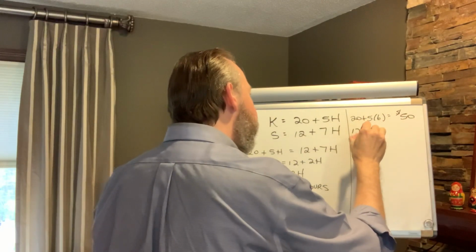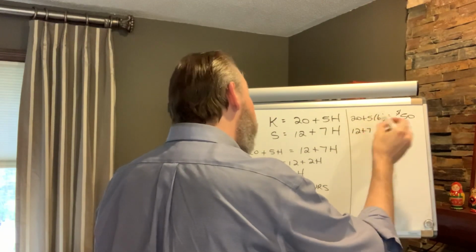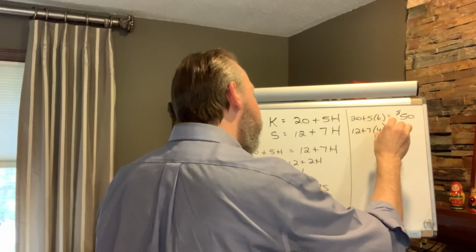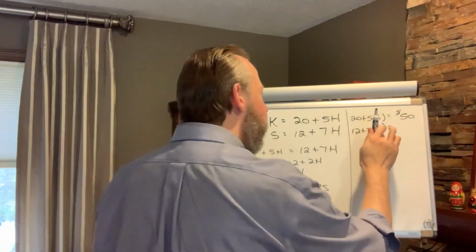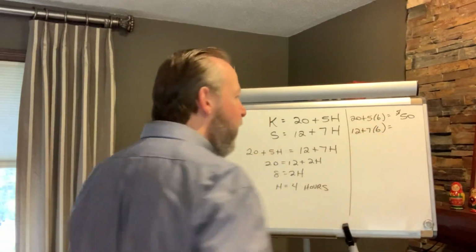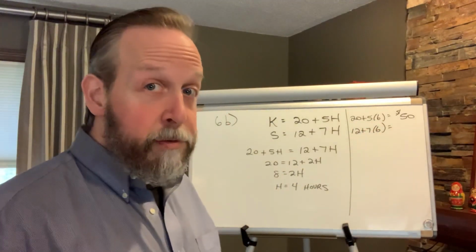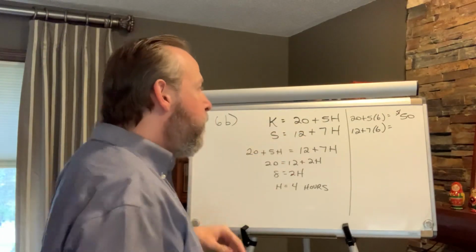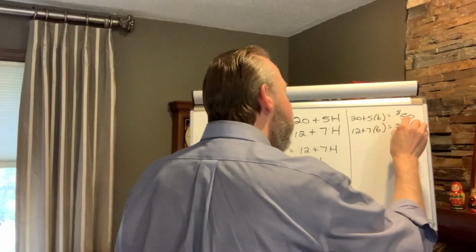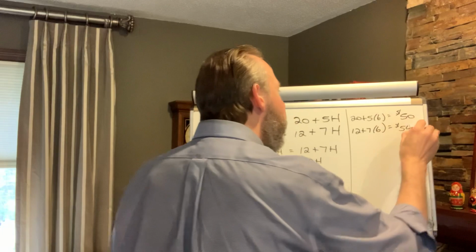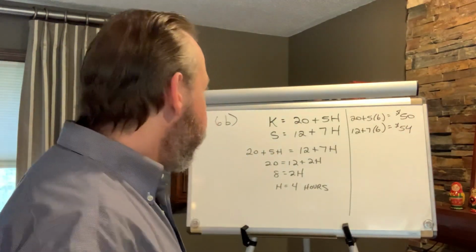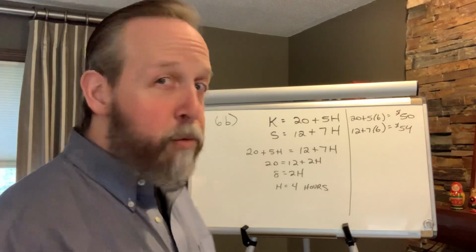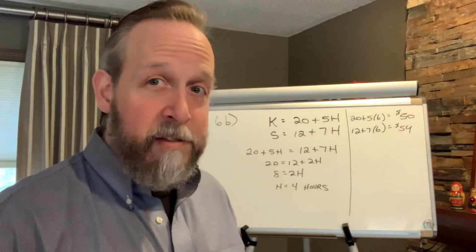But Susan is going to cost 12 plus 7 times 4. Okay, so not 4, 6. Used the wrong number there. What is 7 times 6? 7 times 6 is 42. 42 and 12 is $54. So Susan's more expensive for the 6-hour job. And obviously Karen will be a little bit of a cost savings.